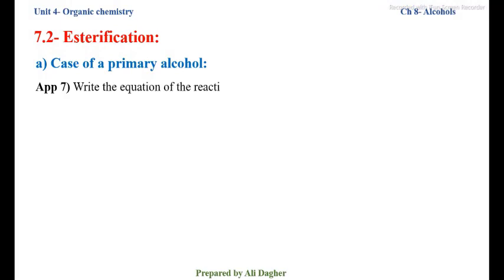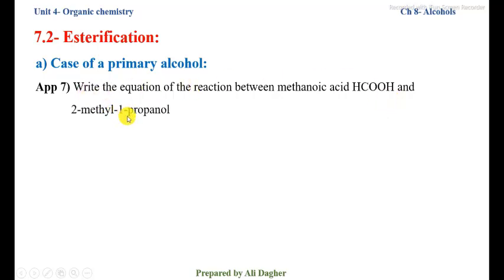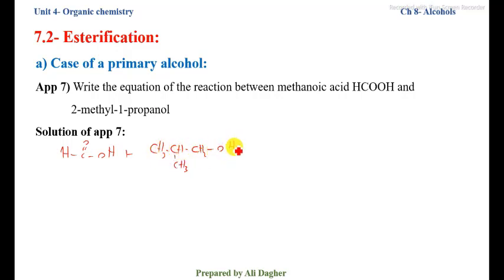Application 7, write the equation of the reaction between methanoic acid HCOOH and 2-methyl-1-propanol. Solution: methanoic acid HCOOH plus 2-methyl-1-propanol, propanol 1, 2, 3, OH on carbon 1, CH3 on carbon 2. The reaction is reversible, incomplete. We eliminate OH from acid and H from alcohol. It remains from acid H, C double bond O, from alcohol O, then CH2, then CH, CH3, CH3, and don't forget to write H2O. This is the solution of application 7.